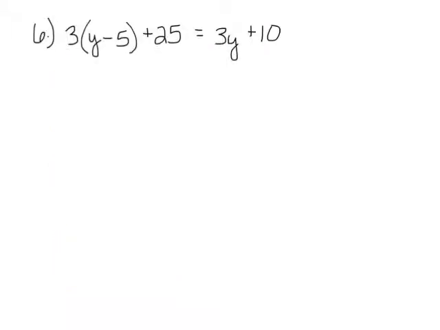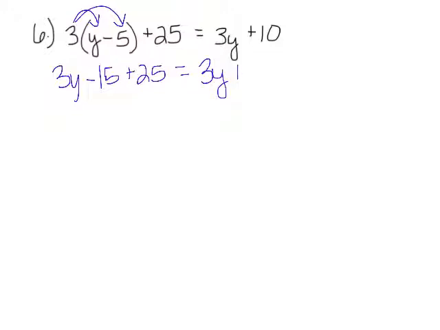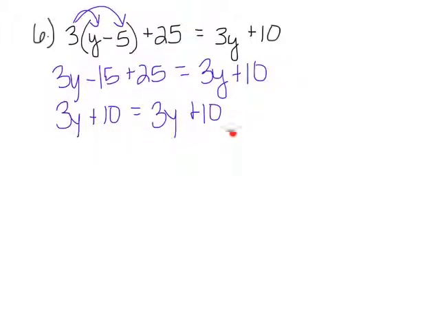For this example, I'm going to first distribute my 3. So I'm going to get that 3y minus 15 plus 25 equals 3y plus 10. I'm going to simplify the terms that are on this side so that it's easier to work with. So I get 3y, and then minus 15 plus 25 gives me 10. So plus 10 equals 3y plus 10. And I've noticed that both sides of my equation equal the exact same thing. And any time that you come to an equation that equals the exact same thing, this means that they are all solutions.